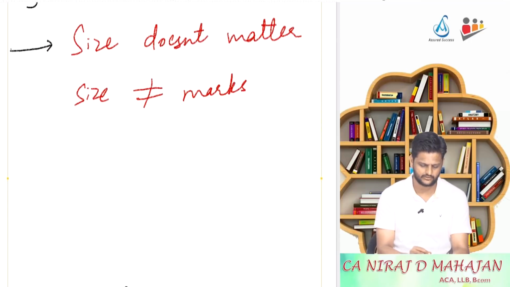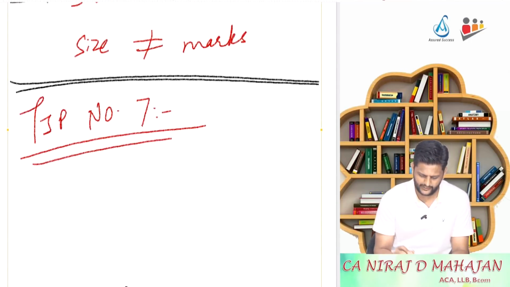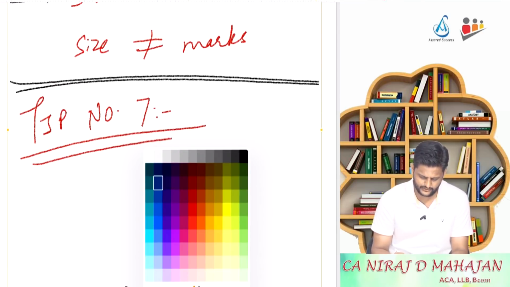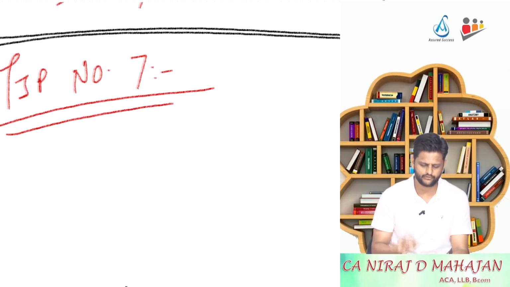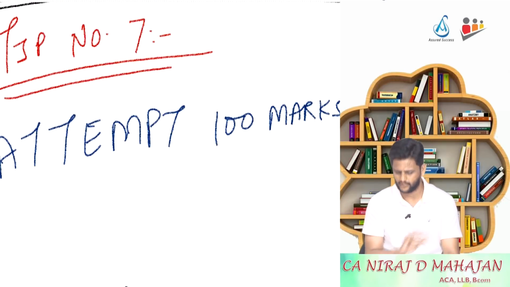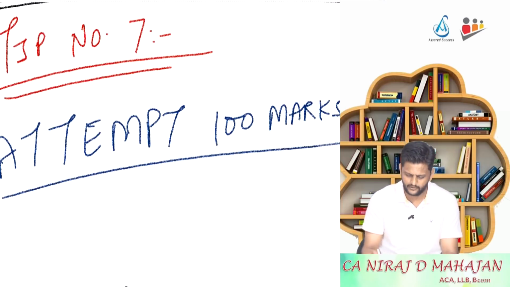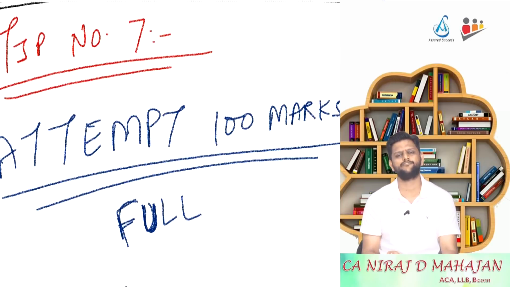Okay. Then next one, tip number 7, and I think this is one of the most important tips. Attempt full. Now if your paper is out of 100 marks, attempt full. I don't care, or nobody cares, if you have attempted only 60 marks, only 70 marks or only 80 marks qualitative.